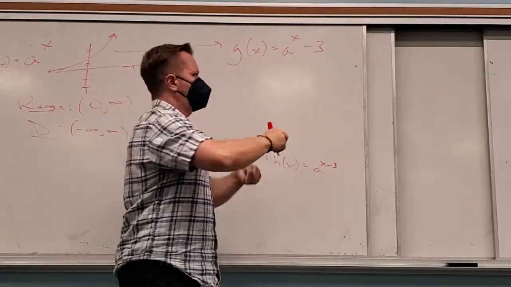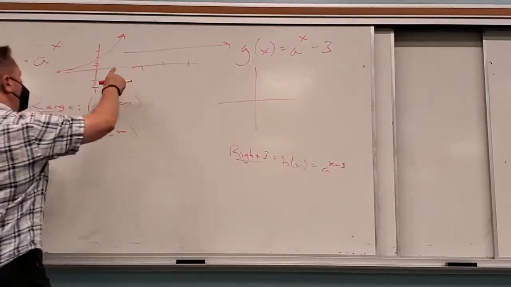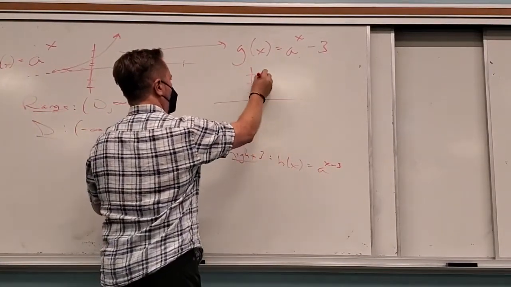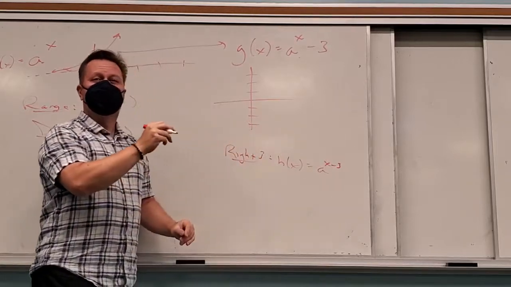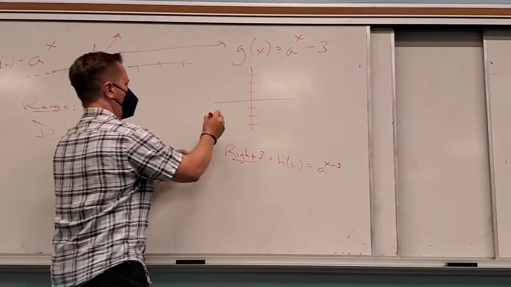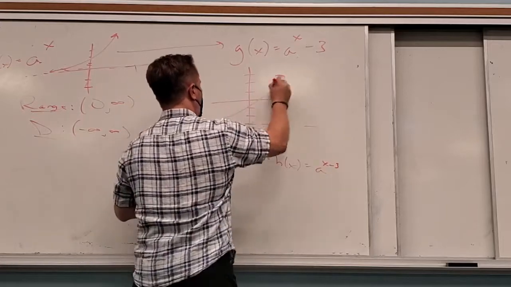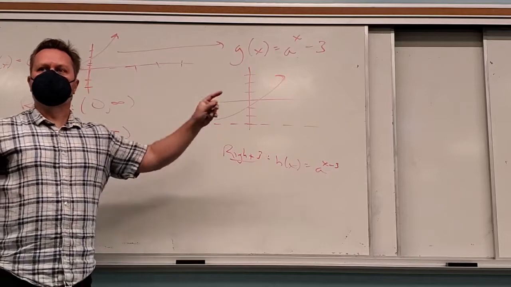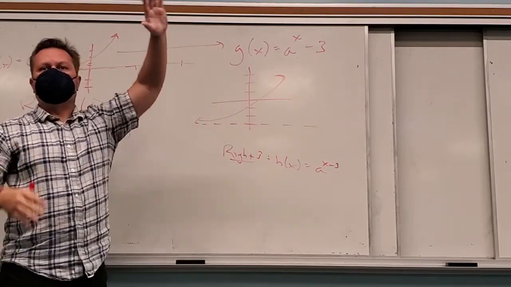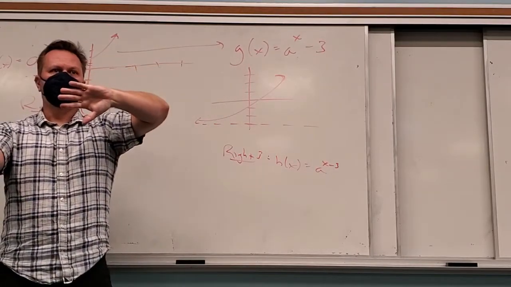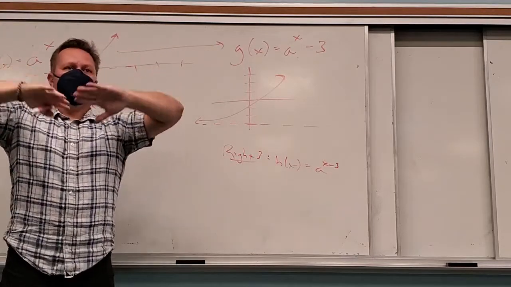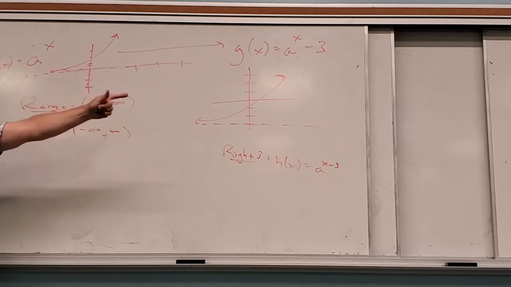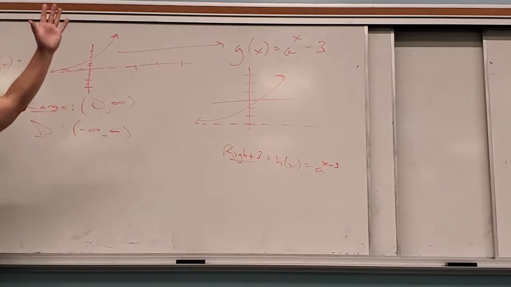Where would the asymptote be now? Where was it? 0. Where will it be now? Y equal negative 3. So what's the range going to be now? That's not good enough for an answer, but it's good enough for right now. What's the range now? Negative 3 to infinity, not including negative 3. So if I know how shifts work, and I know what the basic graph looks like, I know everything. Everything about it moves.